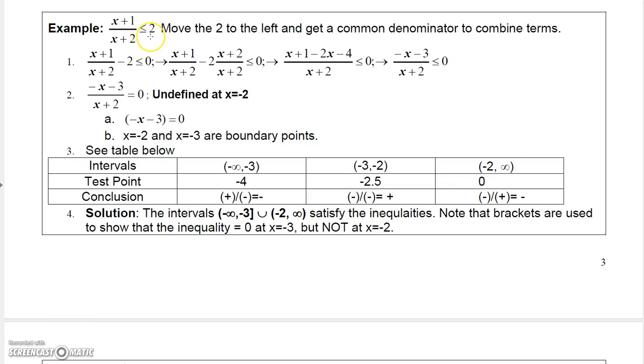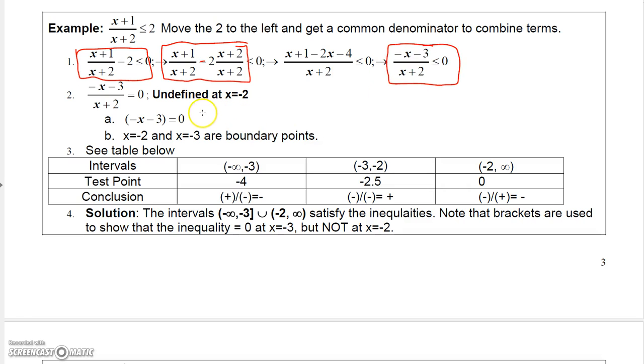Alright, this one here is a little trickier, but let's move the 2 across first, so we get this. And then I want to get a common denominator. So if I multiply 2 by x plus 2 over x plus 2, that'll give me the same denominator. And then distribute the 2 through. Well, actually, I'm going to distribute the -2 through, and that's -2x minus 4. But now that I have a common denominator, I can combine these two and say x plus 1 minus 2x minus 4 over x plus 2 is less than or equal to 0, which finally gives me -x minus 3 on top, and x plus 2 on the bottom.